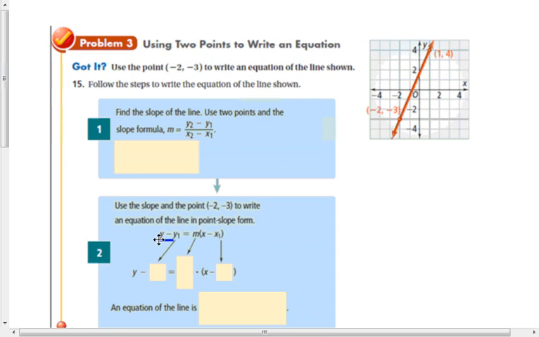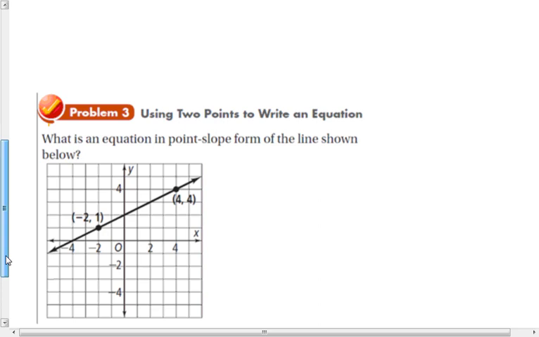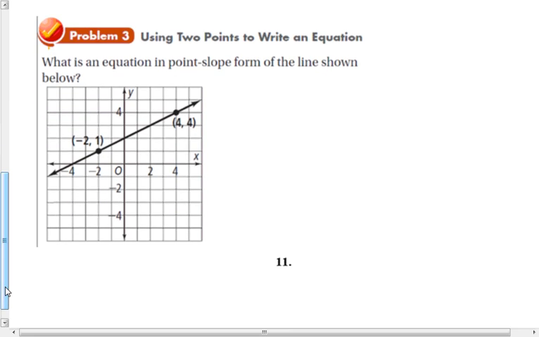Actually, I'm going to leave this one to you. I'm going to go back one, and I'm going to do this one right here. Okay, we'll come back to that other one. So I need a point and a slope, and my slope is m.